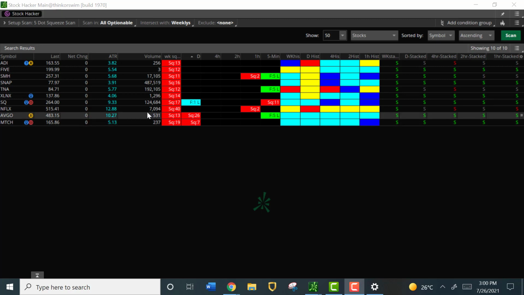From this scan, I can already identify that AVGO is a ticker I'm interested in. It has a 13-dot squeeze on the weekly. It has a daily squeeze. It already fired long, and these are the histogram colors, so it's already bullish, and all the EMAs are stacked. So in 2 seconds, I can already identify tickers that I'm interested in.